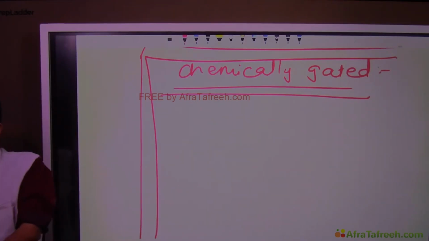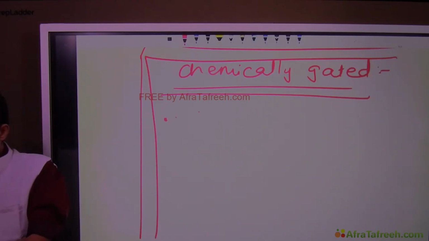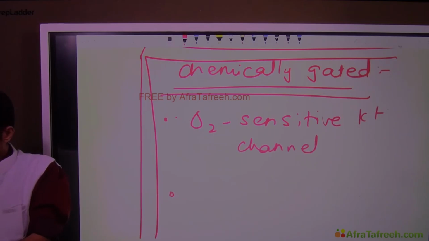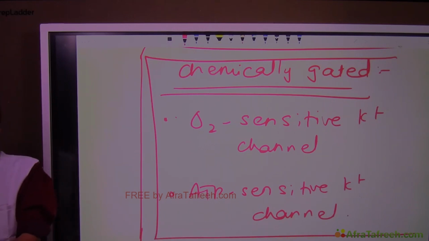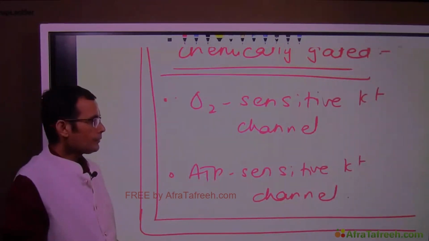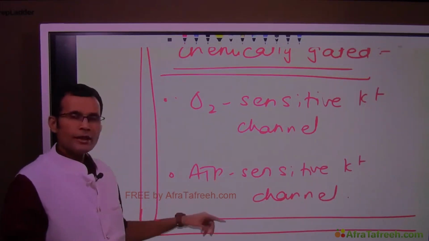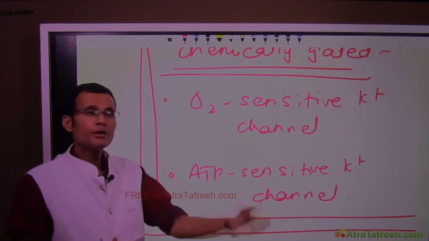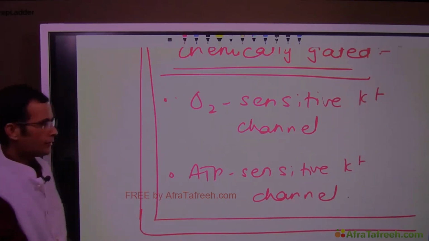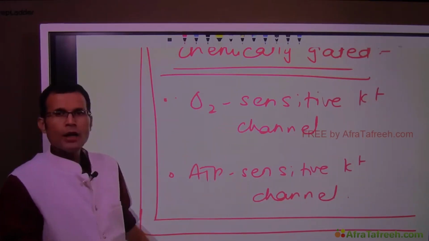Right. So what are these channels? O2 sensitive potassium channel and ATP sensitive potassium channel. I would like to put these channels as chemically gated channels. Later on, we will also describe once again the ATP sensitive potassium channel as a discussion of ATP dependent transport proteins. Once again, we will discuss this. So these two are the chemically gated.